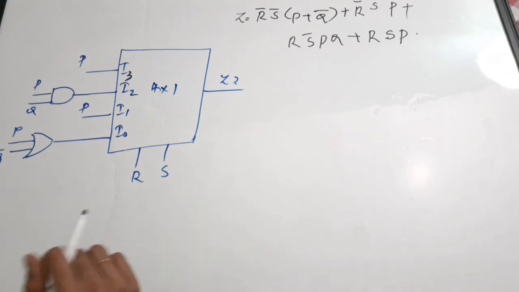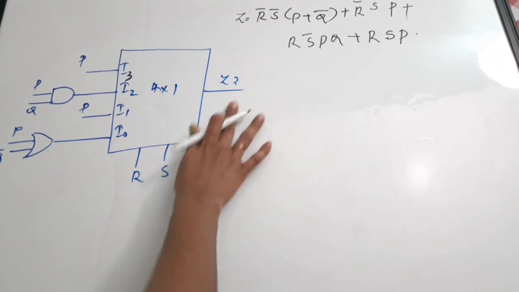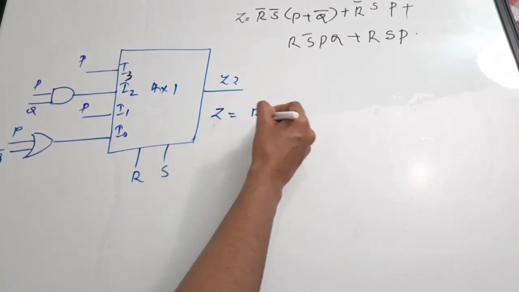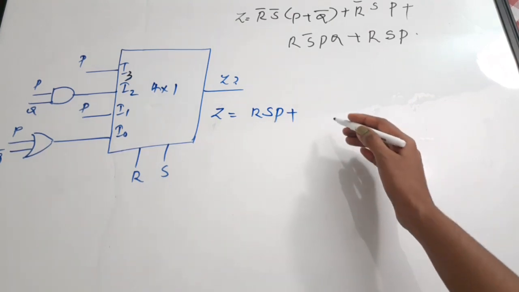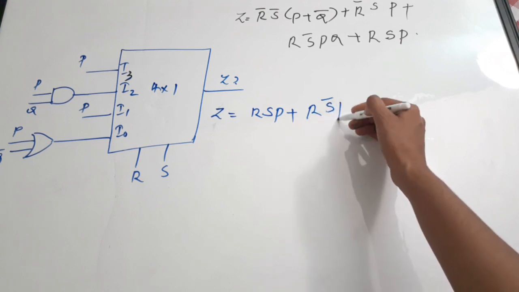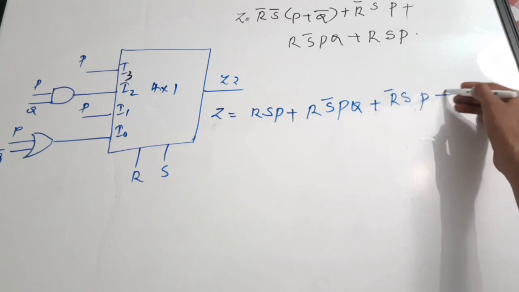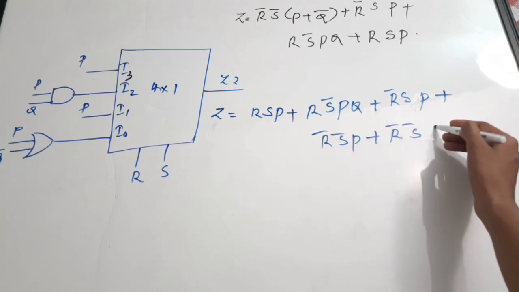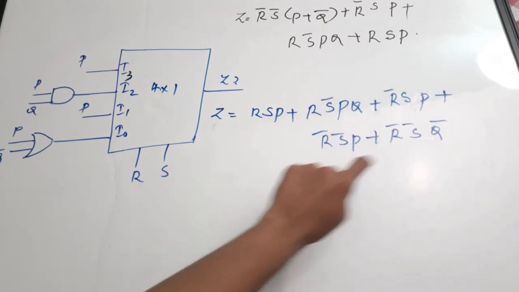Okay, now anyway, let's do this. So we'll expand it. Z equal to, can use a different color. So Z equal to RSP. We'll start from this. Okay, RSP plus the next one is R S bar PQ plus R bar S P plus R bar S bar P plus R bar S bar Q bar. So this is your expression, which is actually consisting of how many terms? 1, 2, 3, 4 and 5.